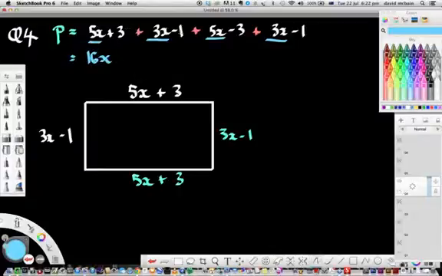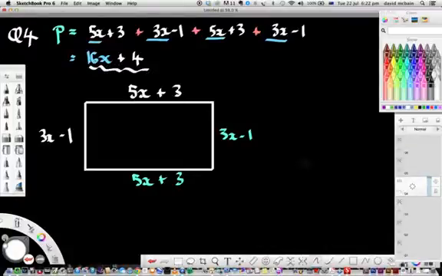Now the numbers: I beg your pardon, that is plus 3. I'll try that again. So it's plus 3, minus 1 is 2, plus 3 is 5, minus 1 is 4. So 3 minus 1 plus 3 minus 1 is plus 4. So there's our expression for the perimeter.